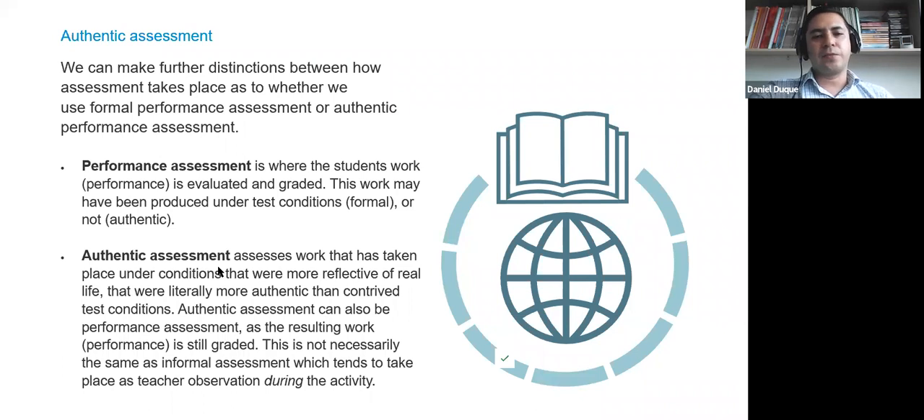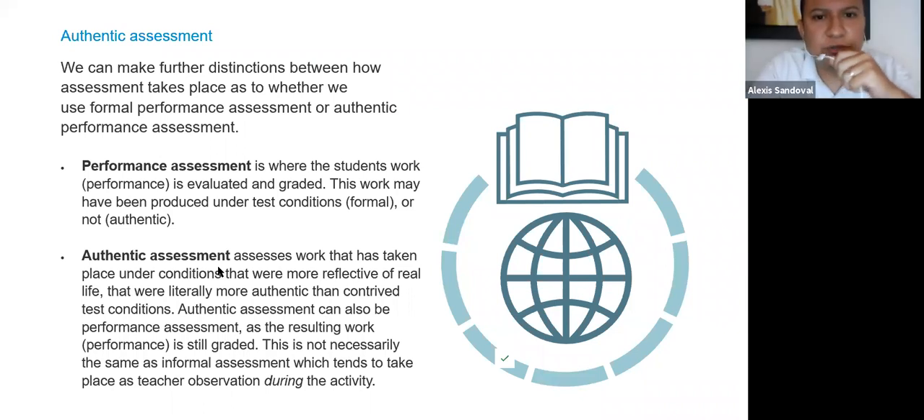David, can you please help me out reading what is performance assessment? Sure. It is where the students' work performance is evaluated and graded. This work may have been produced under test conditions, formal or not authentic. Thank you very much.